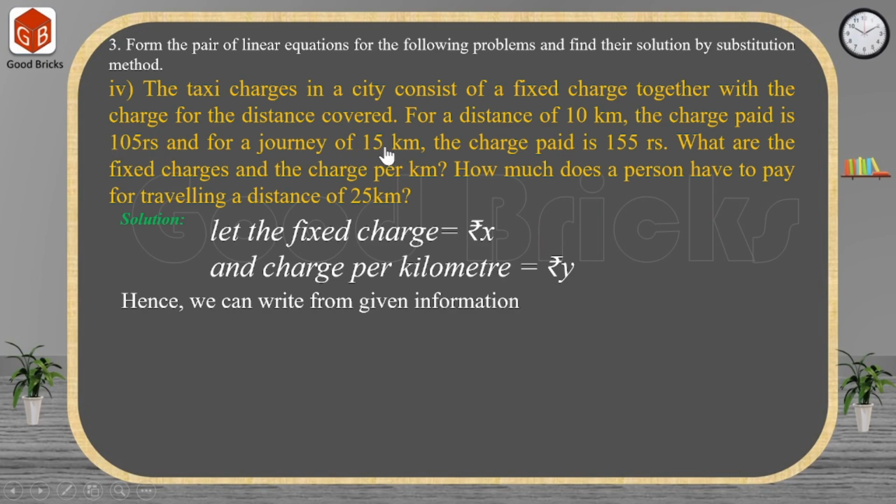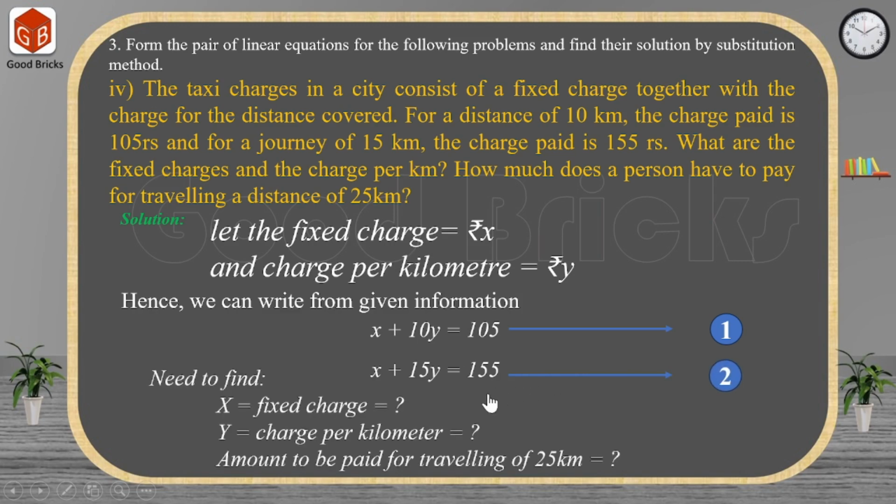Similarly, for 15 kilometers, he is charging 155. So what does it mean? X, the fixed charge, plus 15 into Y is equal to 155. So these are the two equations we are getting from this given information. See here, you can see on the screen those two equations. X plus 10Y is equal to 105, the first equation. X plus 15Y is equal to 155, the second equation.